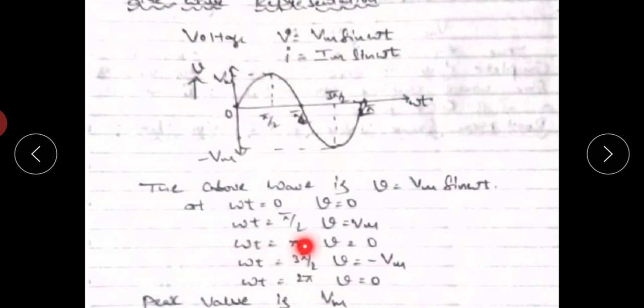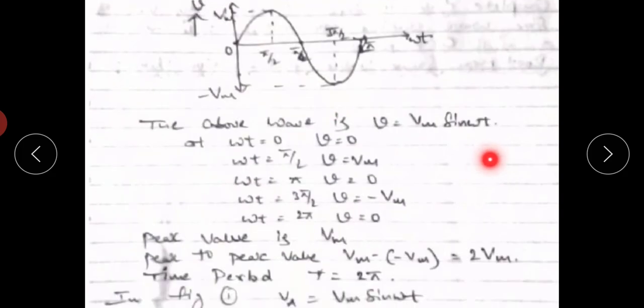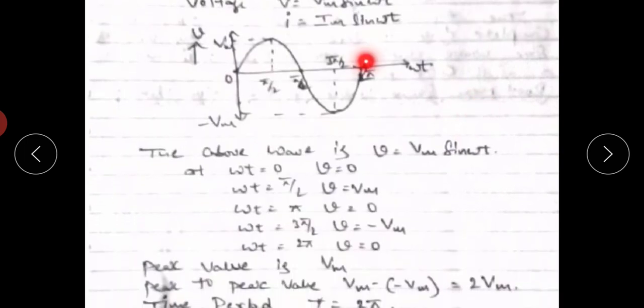Next one, at omega t equals pi. Substitute omega t equals pi, so V equals Vm sin pi. Sin pi equals 0, so V equals 0. Next, omega t equals 3 pi by 2. V equals Vm sin 3 pi by 2. Sin 3 pi by 2 equals minus 1, so V equals minus Vm. Next, at omega t equals 2 pi, V equals Vm sin 2 pi. Sin 2 pi equals 0, so V equals 0. This is the next point.